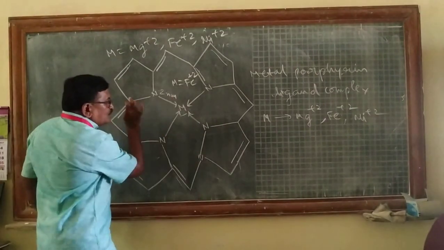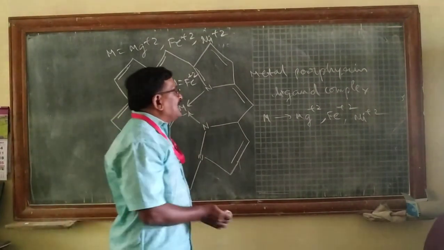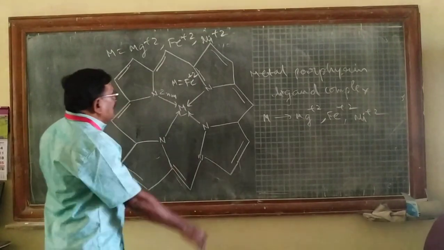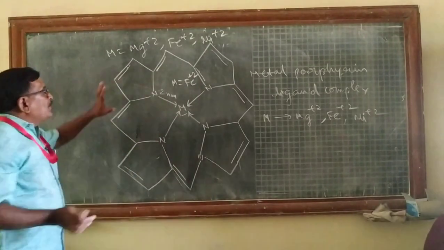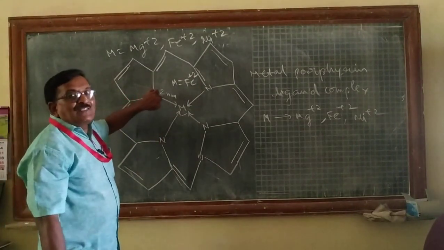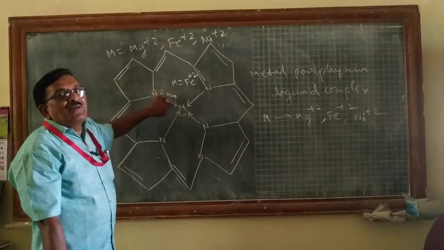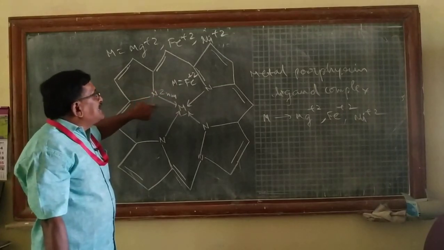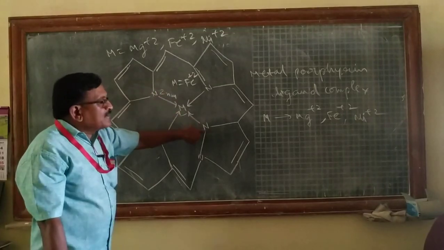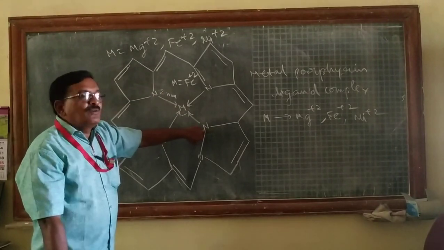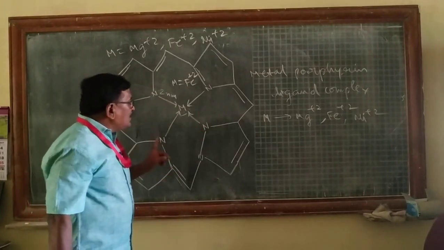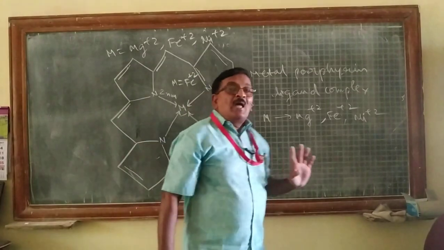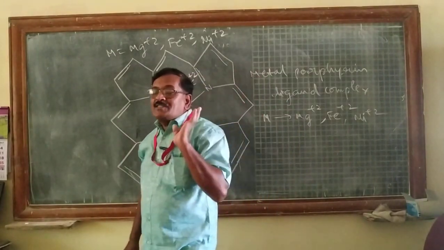So this is called a metal porphyrin ligand complex. At the center there will be a metal, and it will be surrounded and linked by 4 pyrrole ring systems. In all 4 pyrrole ring systems, 2 nitrogen atoms are secondary nitrogen atoms, and the remaining 2 nitrogen atoms are tertiary nitrogen atoms.